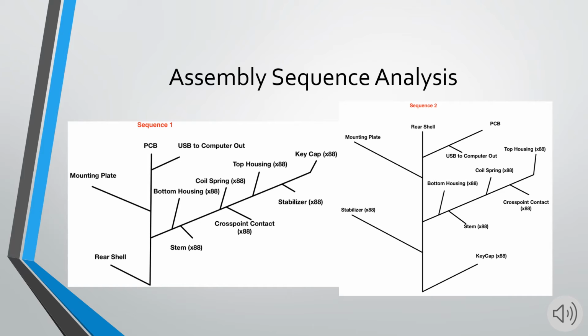Sequence 2 simplifies this by first mounting the key switches to the PCB, which provides a large solid surface on which to mount the stabilizers and switches, in addition to reducing the number of times each individual key must be held from 3 to 1, drastically reducing overall assembly time.